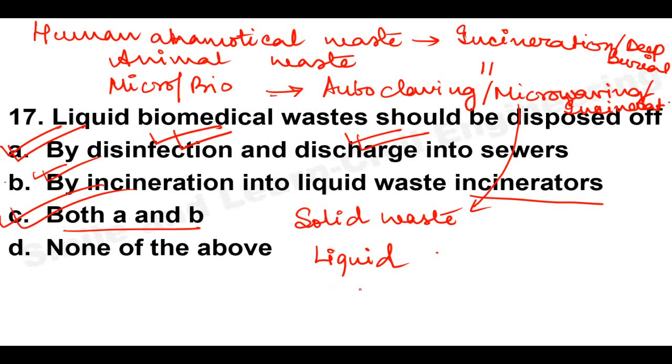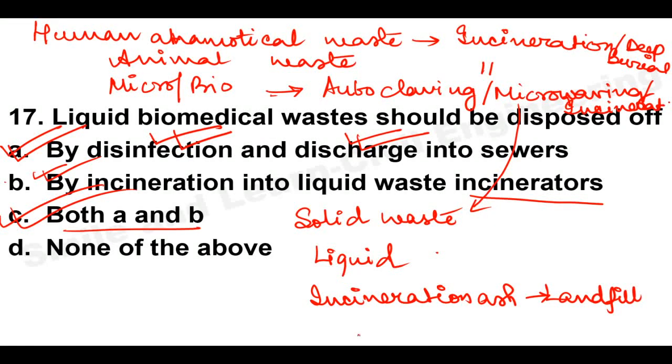Another thing I must share with you is incineration ash. Incineration produces a large amount of ash. This is one of the problems with incineration. This is placed in landfills. Another thing is that chemical solid waste is disinfected and discharged into secured landfills. Here liquid wastes are disposed of using disinfection, discharge into sewers, and incineration in liquid waste incinerators. So both A and B are the correct answer.